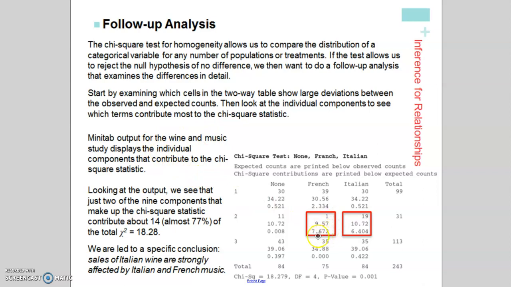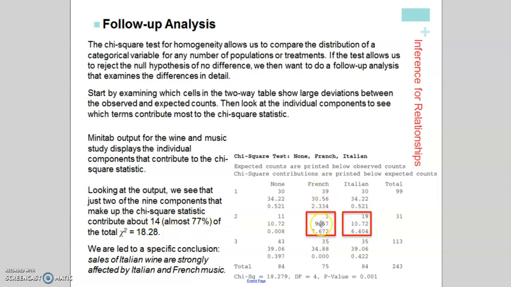So you can see that the biggest contributions here are right here and right here are the biggest contributions. So that's the third number in each one of these. So you can see that that 7 point something and 6 point something, that accounts for a lot of that 18, because you get that from adding up these 9 numbers there on the bottom of each one of those. So those 2 areas account for a lot of the chi-squared statistics.